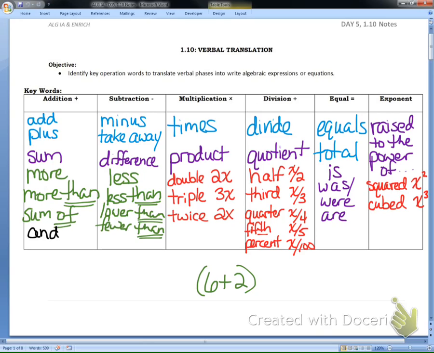Oftentimes you'll see like 2 times the sum of 6 and 2. So what they mean by that is that you not only are adding 6 plus 2 together, but you're also taking that quantity and multiplying it by 2. Okay, so that is read 2 times the sum of, and then we have that parentheses, 6 plus 2.